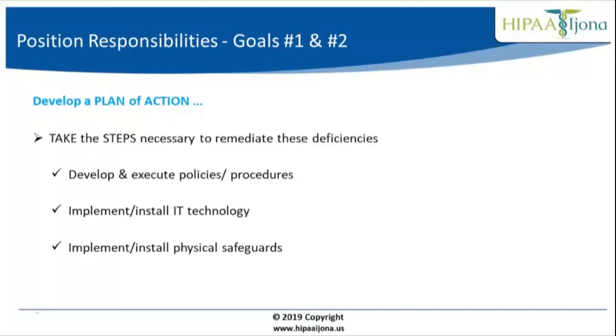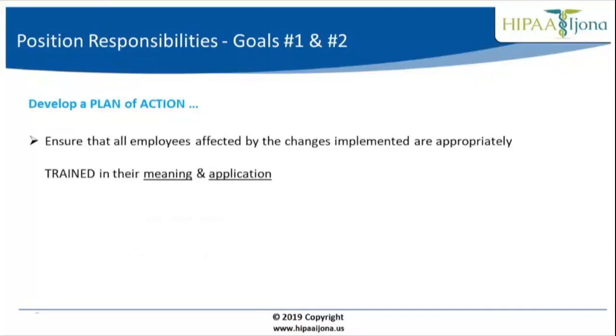Whatever you found, you have to take steps necessary to remediate these deficiencies, and that involves three things. Number one, either developing and executing policies and procedures, implementing and installing technology, or implementing and installing physical safeguards. That's it. There's only three things that are involved with remediation: either policies and procedures, technology, or physical safeguards like locks on doors, that type of thing. So let's start moving on through this thing.